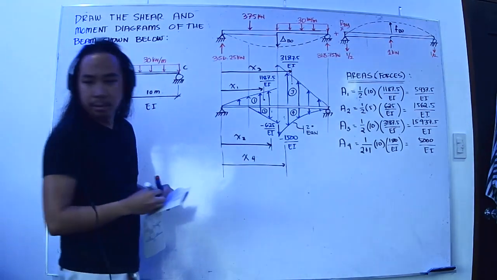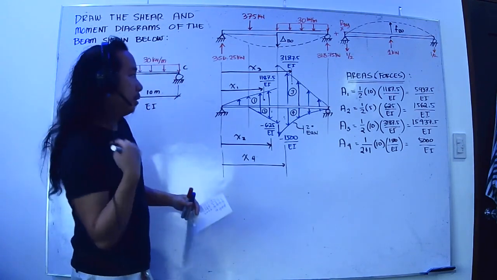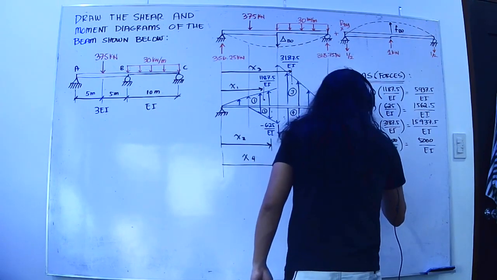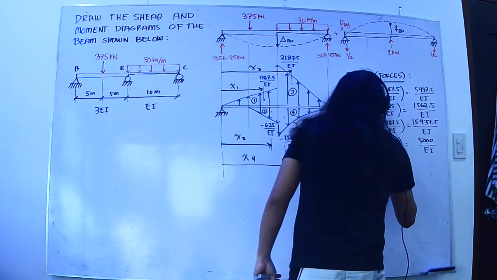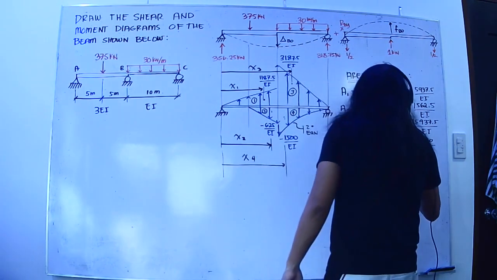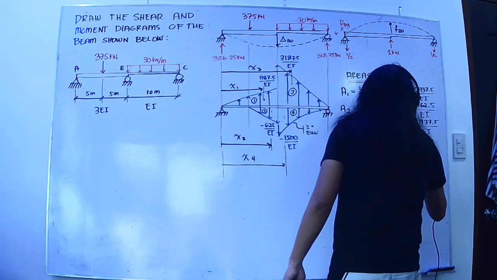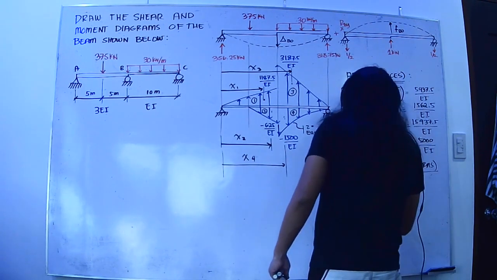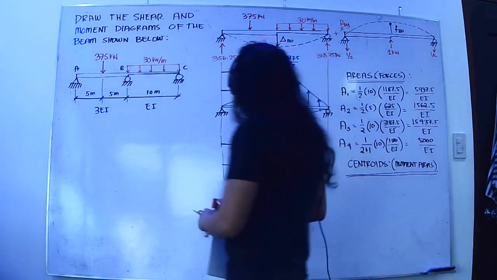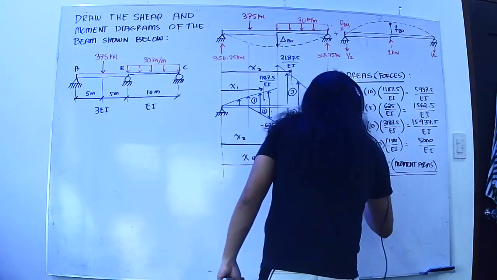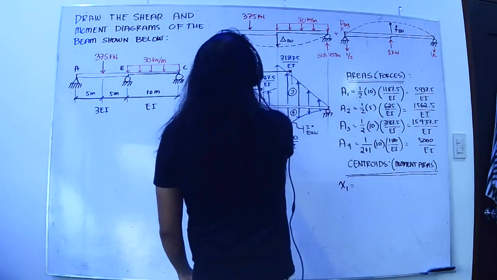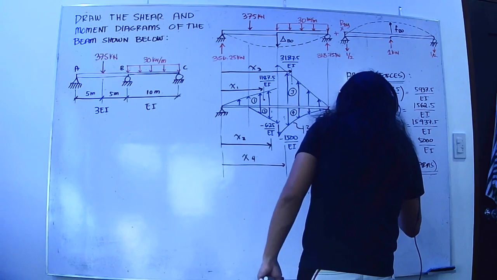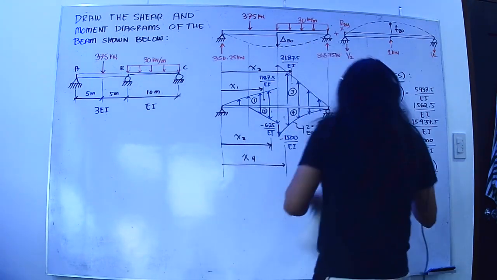Okay? So, we have something like this. Centroids, or you could just call this moment arms. Okay? x1 is just 2/3 of our base there, which is 10. 2/3 of 10 will be equal to 20/3.